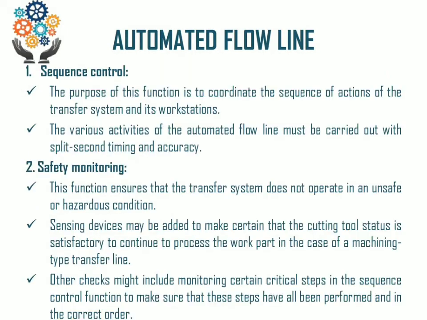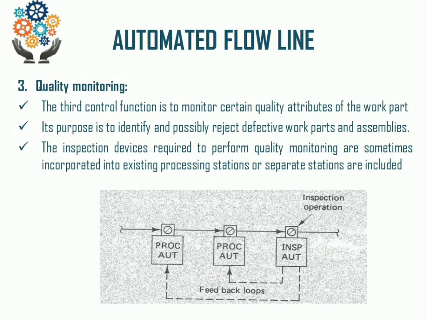Then quality monitoring: the third control function is to monitor certain quality attributes of the work part. Its purpose is to identify and reject defective parts. The inspection devices required to perform quality monitoring are sometimes incorporated into existing processing workstations or are separate workstations, as shown in your diagram.